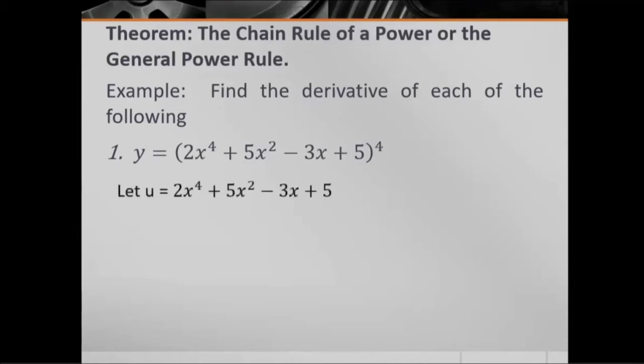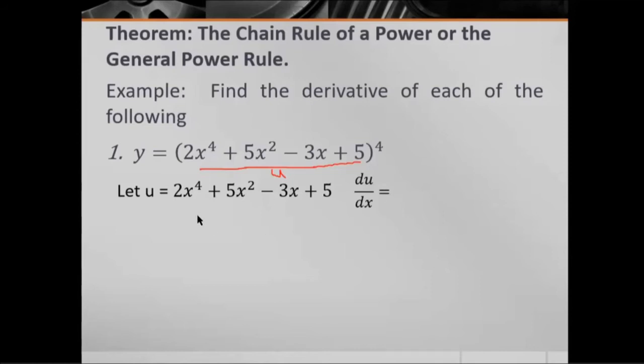So, let's look at it first. Let's use u. Let u be the given form. This will be our u. So, we have 2x to the 4 plus 5x squared minus 3x plus 5. Then, let's take the derivative of this u. The derivative of u with respect to x, because our variable is x. We take the derivative term by term.